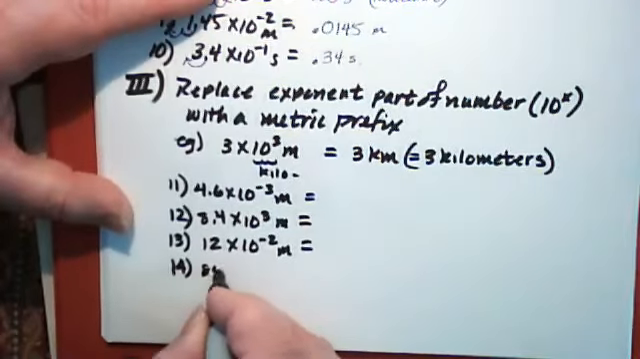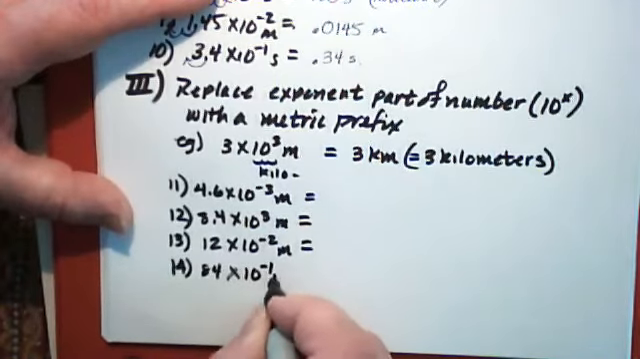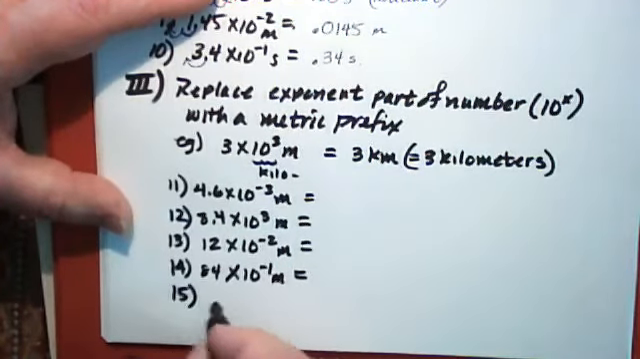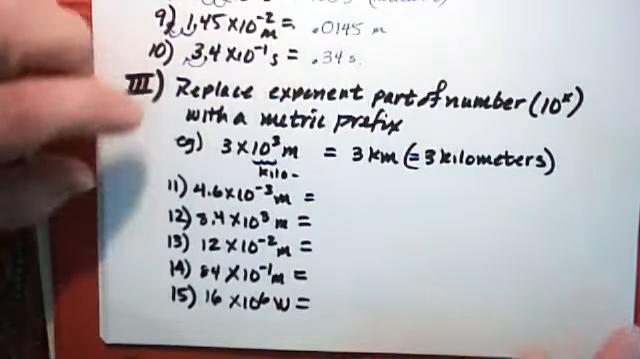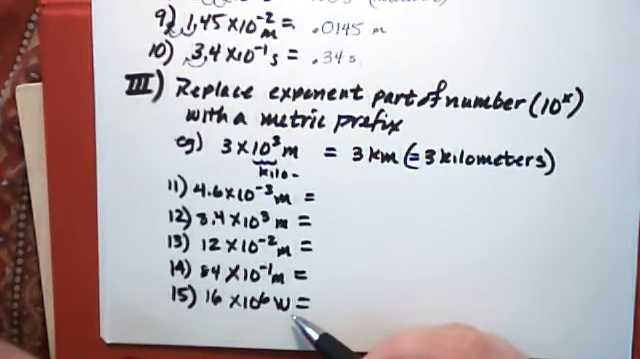The next number is also not proper scientific notation. It's 84 times 10 to the minus 1 meters. And then there's 15, which is not scientific notation either, and that's 16 times 10 to the 6th watts. The thing about the metric system is there are all kinds of metric units for various quantities. And capital W is one that we haven't seen before, because it stands for watts. That's a unit of electrical power, like a 40-watt light bulb. The wattage is the rating of the light bulb's power.